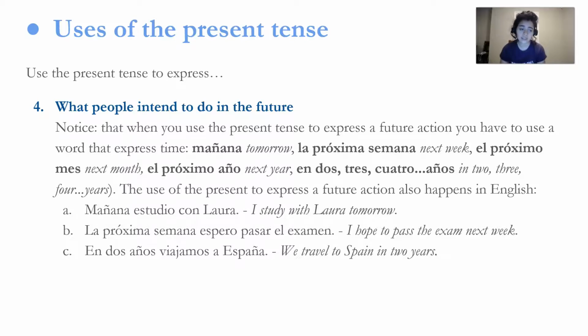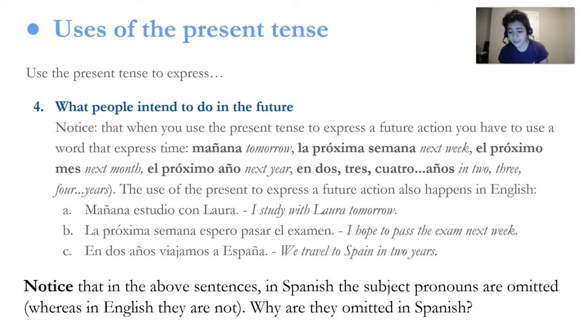So notice, you can use the present tense to express future actions that you know are going to happen, that are already planned. But you have to add a word that expresses when that future action is going to happen. So you have to add the word tomorrow, the next week. That is the word that is actually showing when it's going to happen.